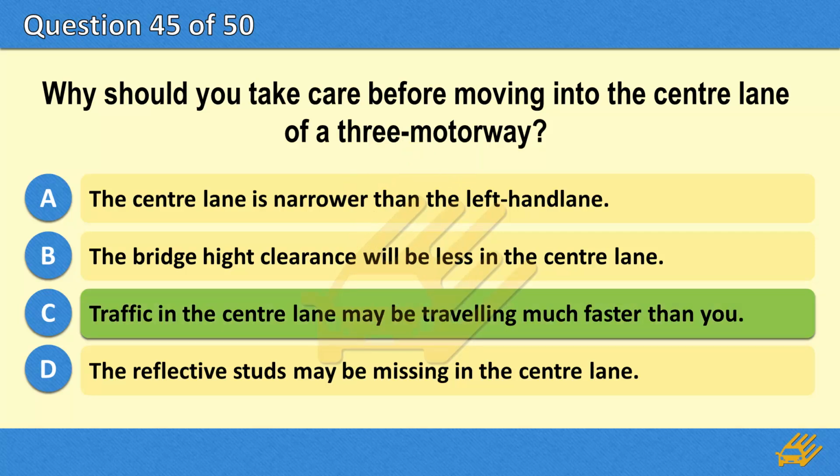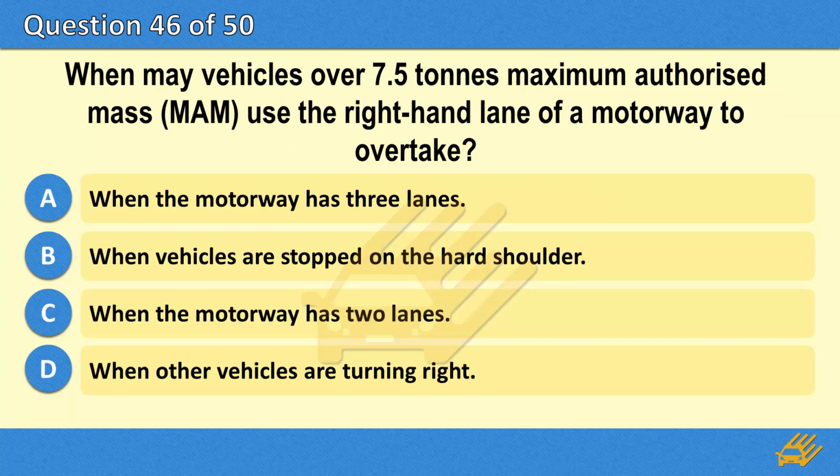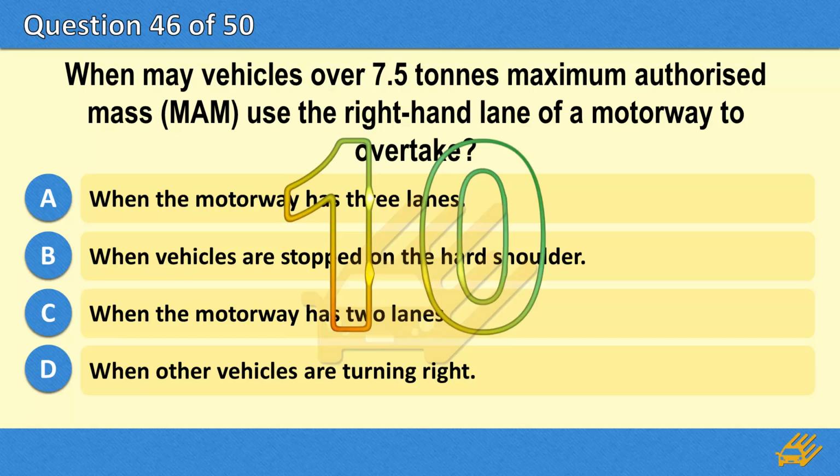The correct answer is C. Traffic in the center lane may be traveling much faster than you. When may vehicles over 7.5 tons maximum authorized mass, MAM, use the right-hand lane of a motorway to overtake? A. When the motorway has 3 lanes. B. When vehicles are stopped on the hard shoulder. C. When the motorway has 2 lanes. D. When other vehicles are turning right.